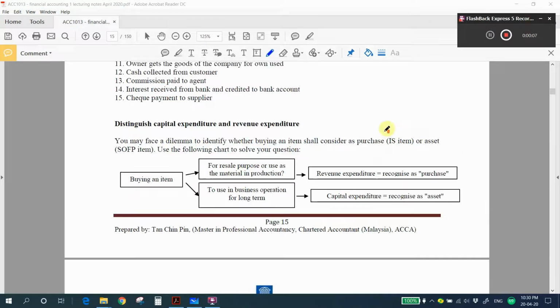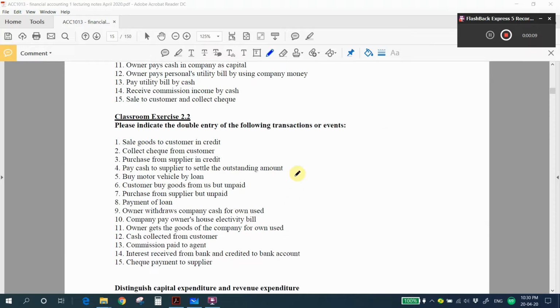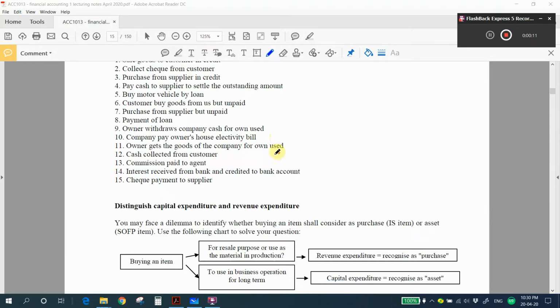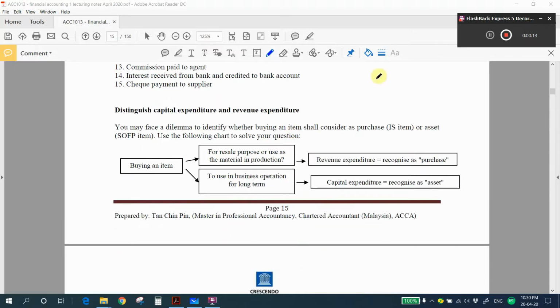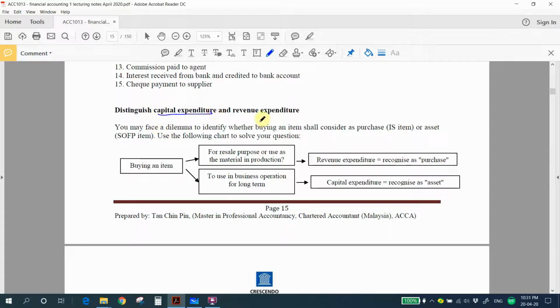So in the previous exercise, you have learned how to record the journal entry. And now, we want to discuss how to distinguish the capital expenditure and revenue expenditure. You may face a dilemma to identify whether buying an item shall be considered as a purchase or an asset of the company. You may face this problem.